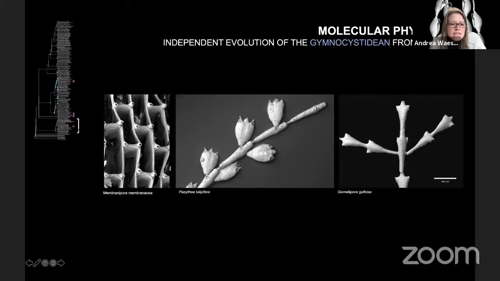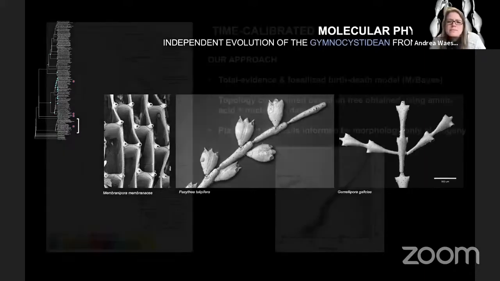So another interesting result in this part of the tree, because most of the taxa in this part of the tree, they don't have any kind of frontal wall. So to find this type of frontal wall in that part of the tree was a complete and utter surprise. So it seems that bryozoans are extremely flexible in how they can form morphologies, quite drastically different morphologies.